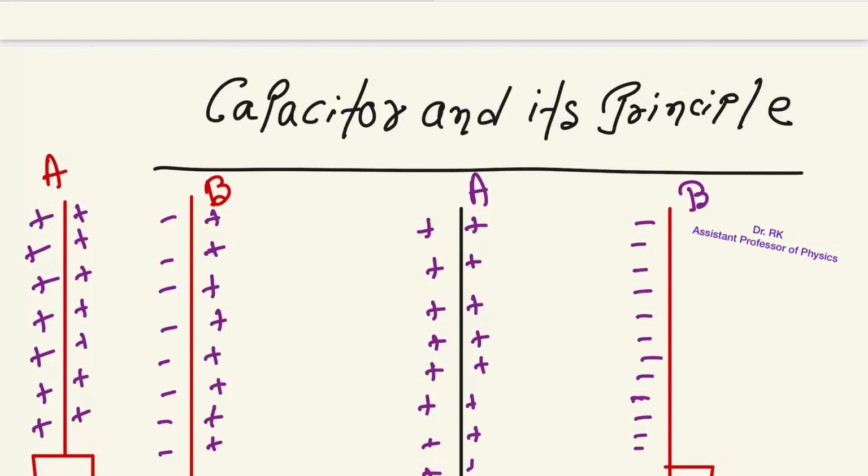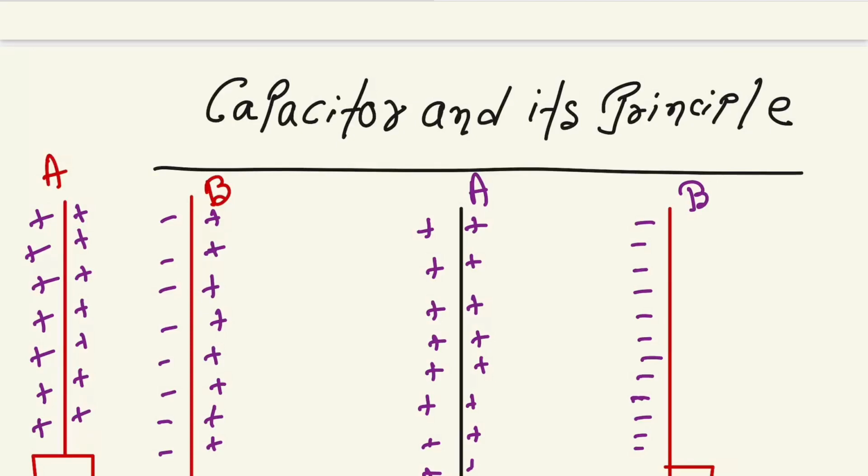Good evening, guys. So today I'm going to discuss the capacitor and its principle. A capacitor is basically an arrangement for storing a large amount of electric charge, and hence it is called electrical energy storage.